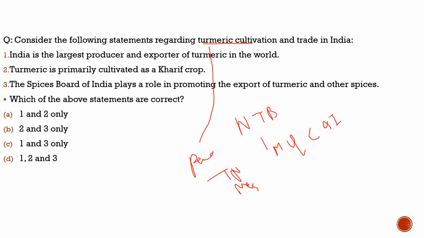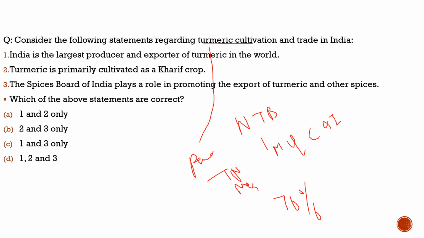It is also called the golden spice. We should know about that. And about the trends, India accounts for 70% of the global production of turmeric. So we are the largest producer of turmeric, and also the largest exporter of turmeric in the world. So with this, let's try to solve the question and understand it more.